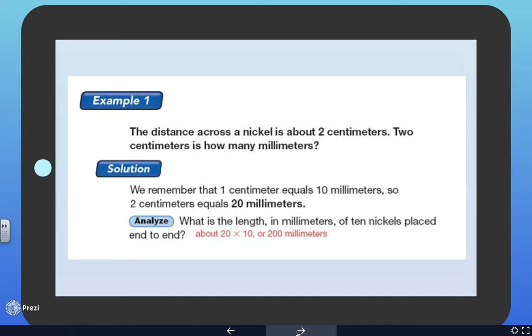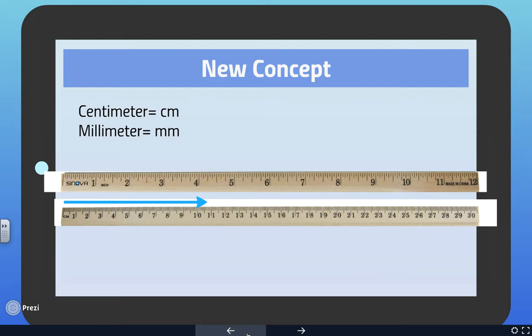So the distance across a nickel is about 2 centimeters. 2 centimeters is about how many millimeters? Remember, let's go back to this ruler. If you have a ruler at home, you could look at your own ruler. If this is 2 centimeters, the distance across a nickel, they're asking about how many millimeters that is. So remember, each centimeter has 10. Okay, so if we do 10, 20, we find that the nickel is 10 millimeters across.